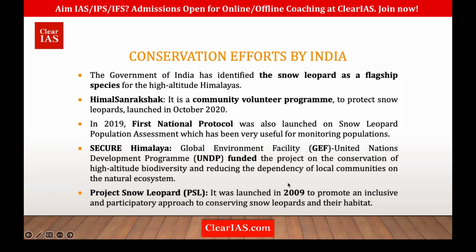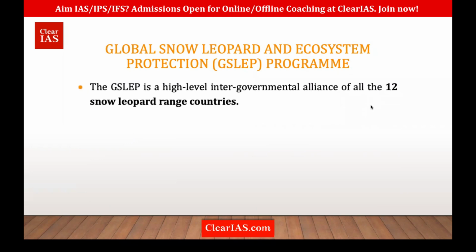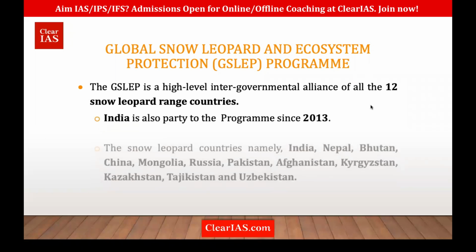Apart from that, another most important initiative is GSLEP. The expansion of this abbreviation is Global Snow Leopard and Ecosystem Protection Program. It is an intergovernmental alliance of 12 snow leopard range countries. I told you there are 12 countries where snow leopards are found, and this is an intergovernmental alliance. India became a party to it.